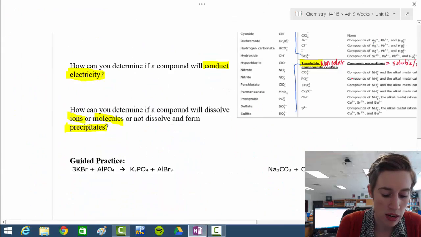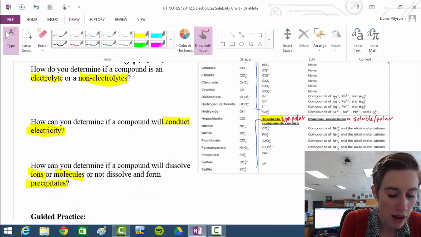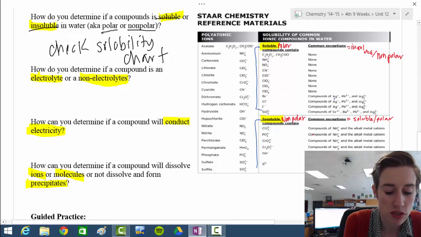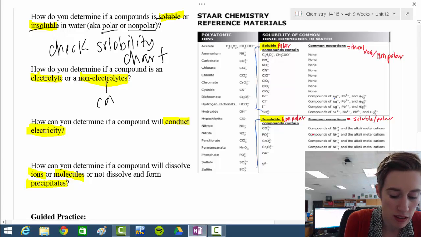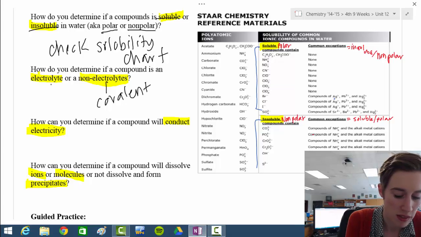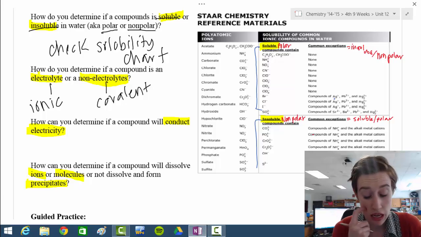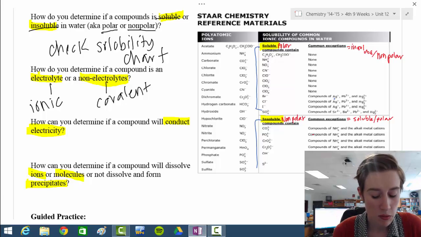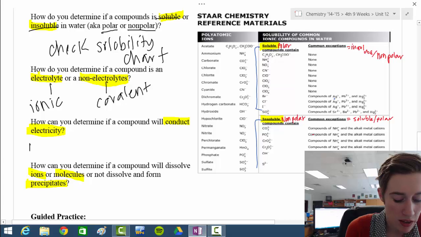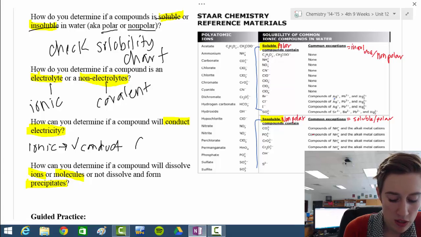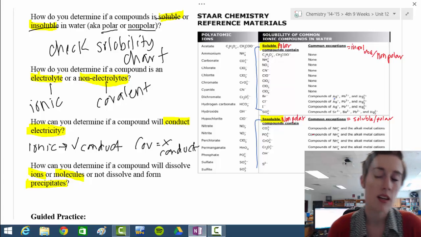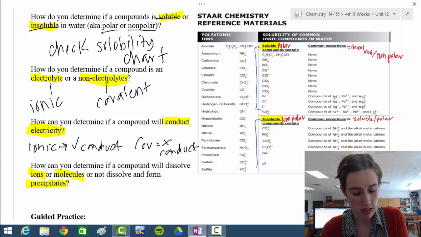Okay, so let's go up there and answer those questions. How do we determine if something's an electrolyte or a non-electrolyte? If it's covalent, it's a non-electrolyte. If it's ionic, it's an electrolyte. And then we kind of answered the other one as well. How can you determine if something will conduct electricity? If something is ionic or an electrolyte, then it does conduct electricity because there's a metal. If it's covalent, it's not going to conduct electricity. Or if it's a non-electrolyte, it won't conduct electricity.